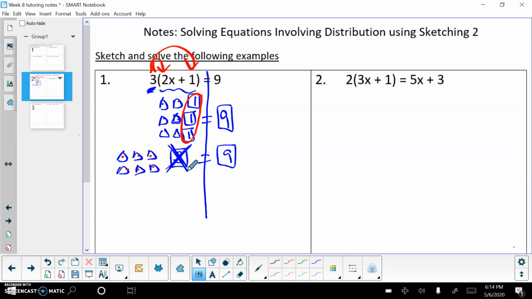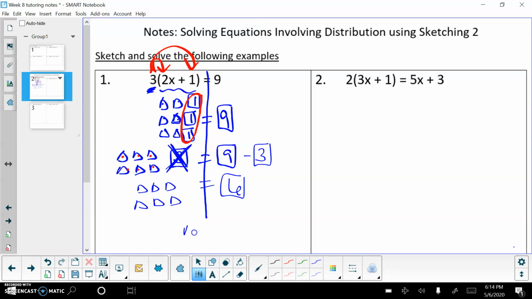But if I take away the 3 cube from that side, I need to take away the 3 cube from the other side. So what I'm left with is my 6 triangles, and then 9 minus 3. And 9 minus 3 happens to be 6, so I get another 6 cube.